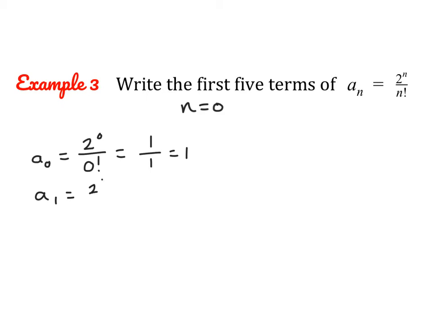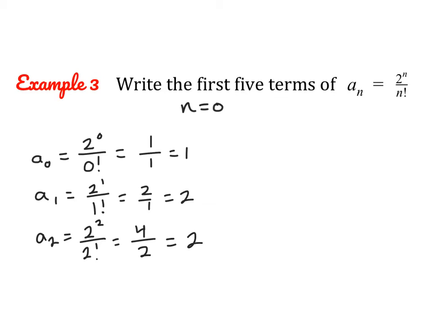So a sub 1 will be 2 to the power of 1 over 1 factorial, which is 2 over 1, so 2. A sub 2 is going to be 2 squared over 2 factorial. So 2 squared is 4. 2 factorial means 2 times 1, so 2. So we have the same term for the second and third, but that's totally fine. For a sub 3, we'll have 2 cubed over 3 factorial. So we have 8 over, remember 3 factorial is 3 times 2 times 1, which is 6. And here we do have to simplify to 4/3.